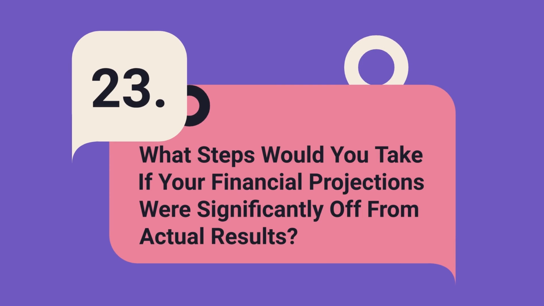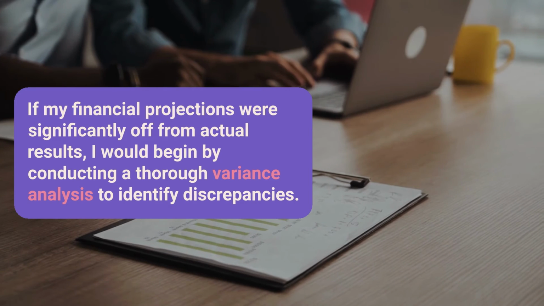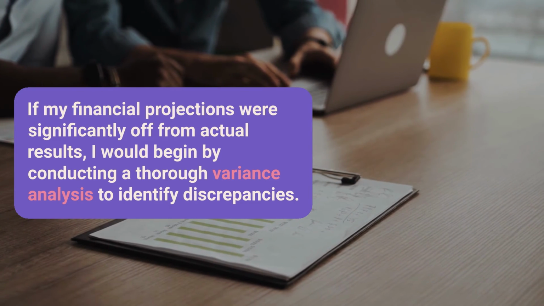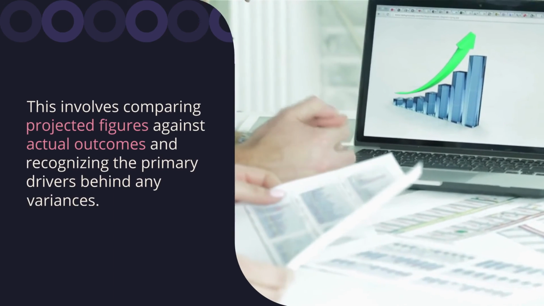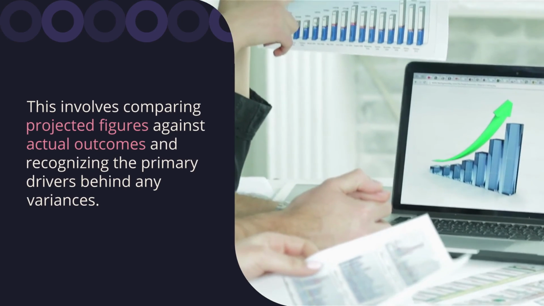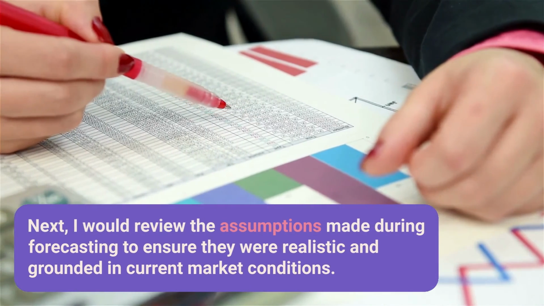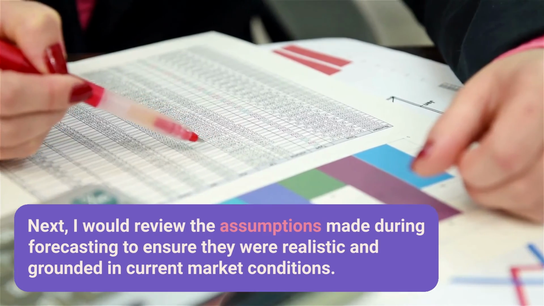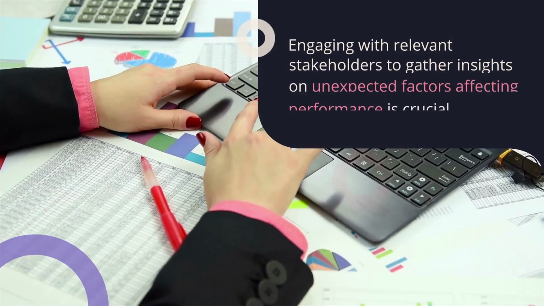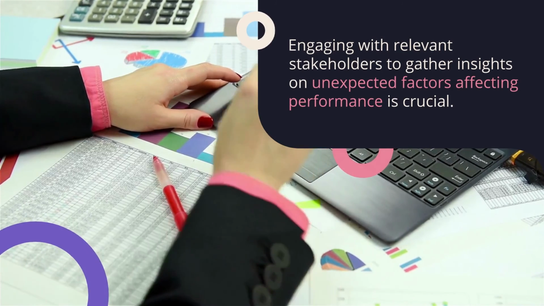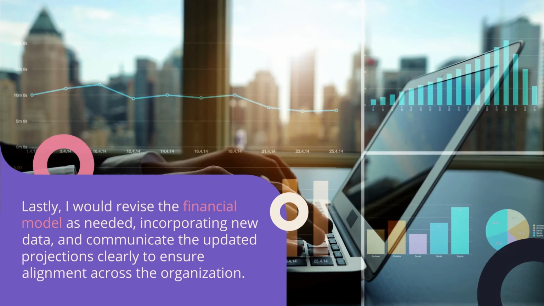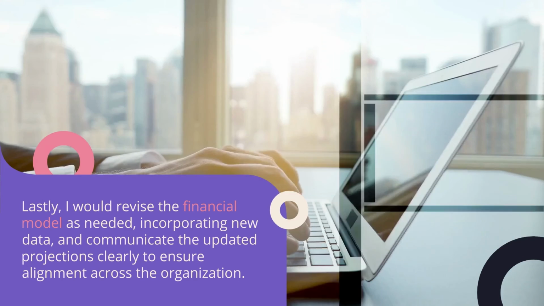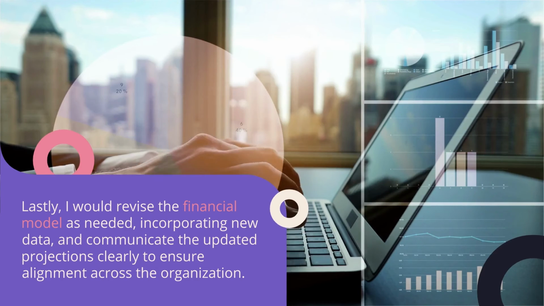23. What steps would you take if your financial projections were significantly off from actual results? If my financial projections were significantly off from actual results, I would begin by conducting a thorough variance analysis to identify discrepancies. This involves comparing projected figures against actual outcomes and recognizing the primary drivers behind any variances. Next, I would review the assumptions made during forecasting to ensure they were realistic and grounded in current market conditions. Engaging with relevant stakeholders to gather insights on unexpected factors affecting performance is crucial. Lastly, I would revise the financial model as needed, incorporating new data, and communicate the updated projections clearly to ensure alignment across the organization.